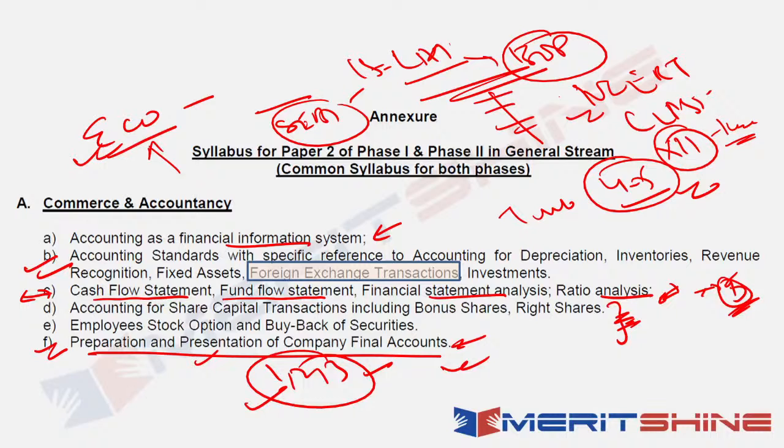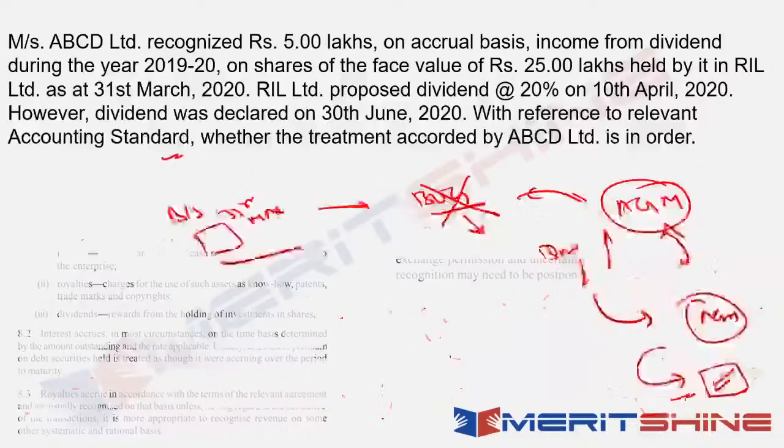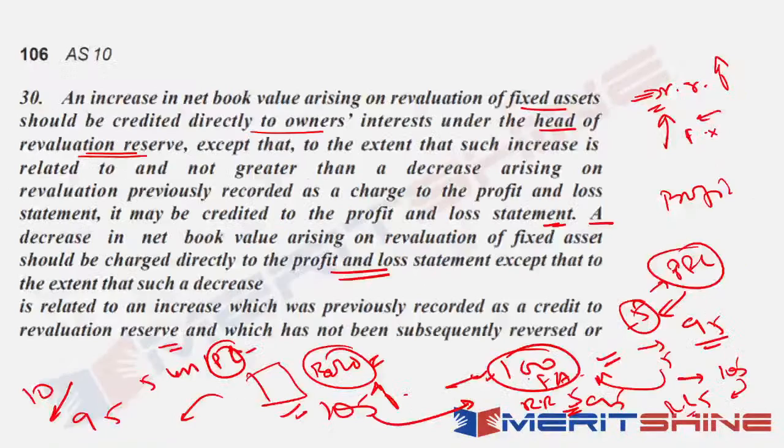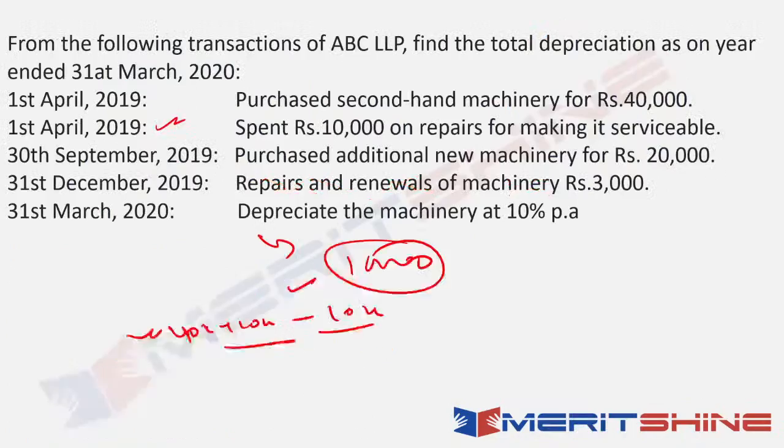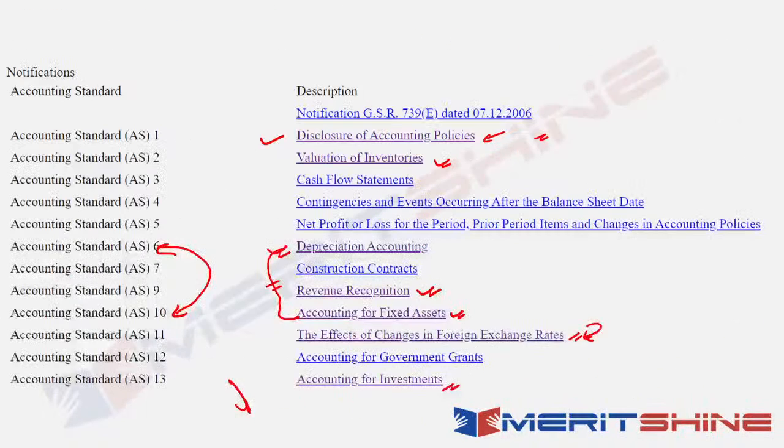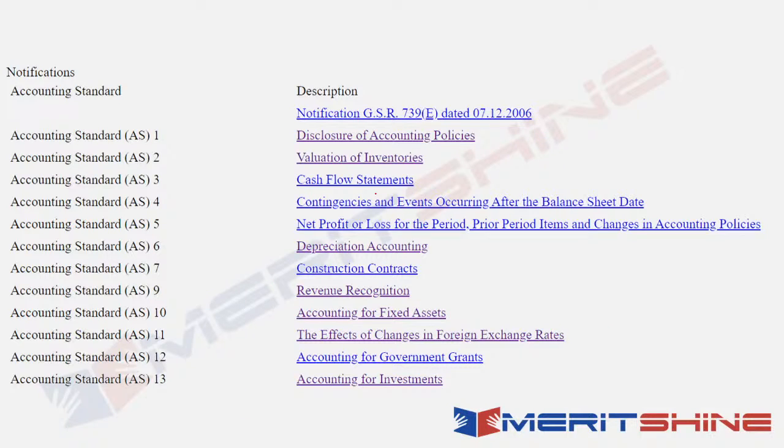I'll also give you the website link of MCA, from where you can read all these accounting standards which I had shown you on the first slide here, right? Read all of these properly. You just cannot leave any of these. Whichever ones are marked in the other color: disclosure, valuation, depreciation, revenue, accounting for fixed assets, effect of foreign exchange, and accounting for investments. Read them in complete detail. Okay? In the description you will see the link and it will be updated in the next couple of hours.